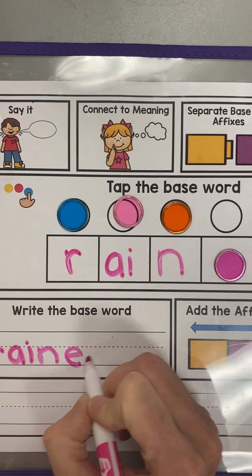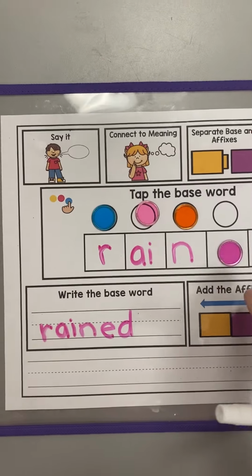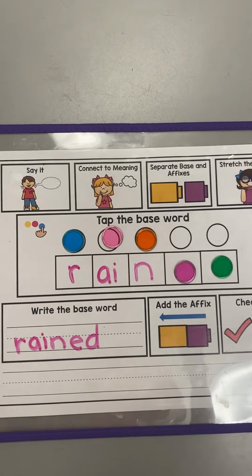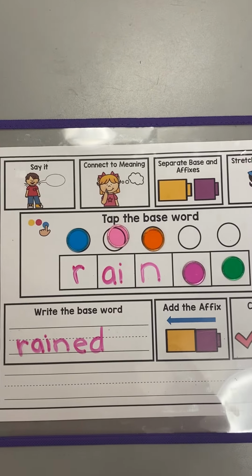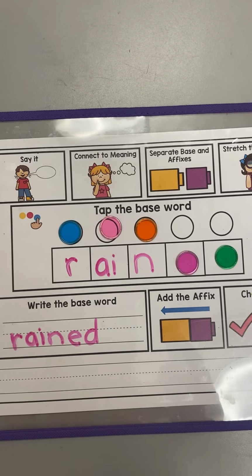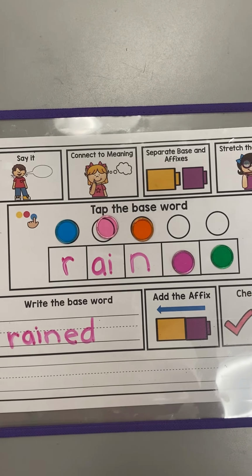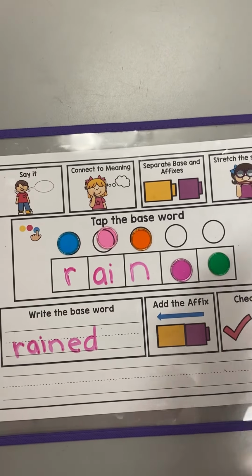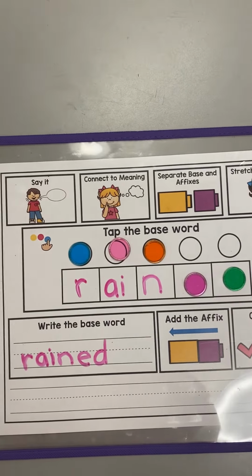We add ed. And I really reinforce with them, I'm not using sound boxes for my suffixes because suffixes and sounds don't always match up. I want them to be in the habit of understanding that. So we write our base word, and I know that with base words the sounds don't always match up either, but suffixes are their own thing, and prefixes, I feel like they're their own thing.